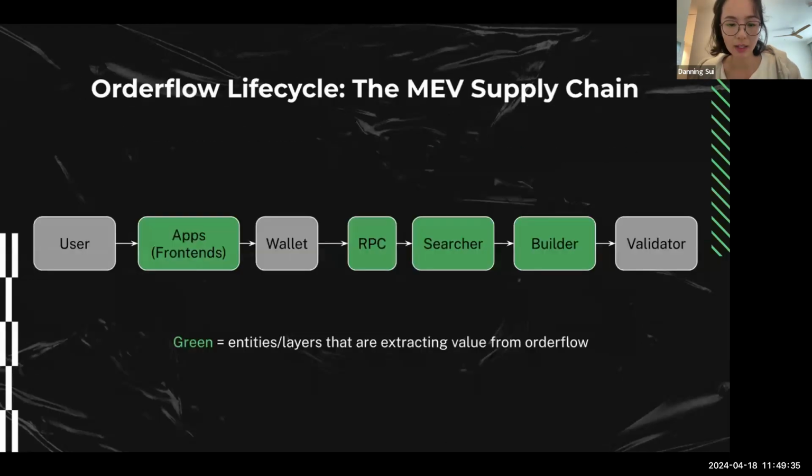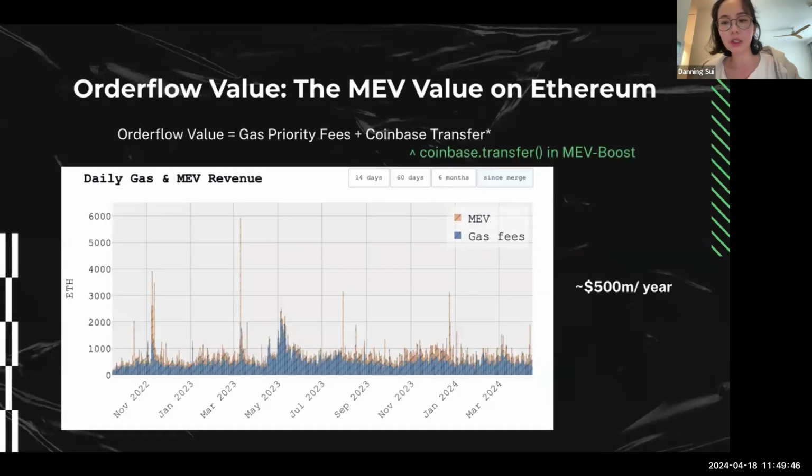Yeah, so I highlighted some of the parties here in green because those are the parties that have control or ownership of the order flow and are trying to extract value. And we won't go through details, just to give you an idea of the scale we're talking about.